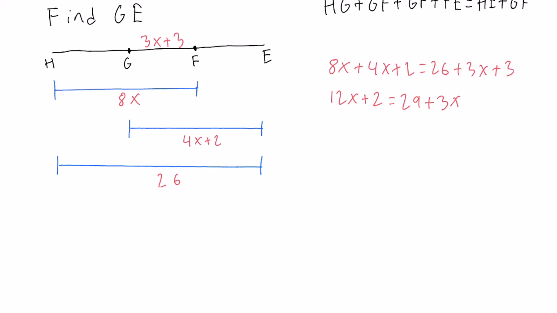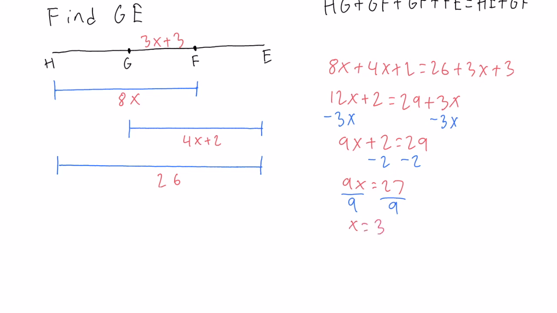So subtract the smaller one, that would be the 3x, from both sides. And that will give us 9x plus 2 equals 29. Then subtract 2 from both sides. And that will give us 9x equals 27. Divide both sides by 9. And that will give us x equals 3.